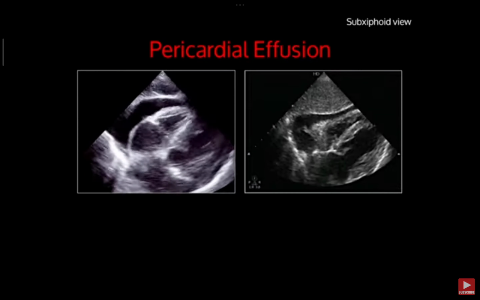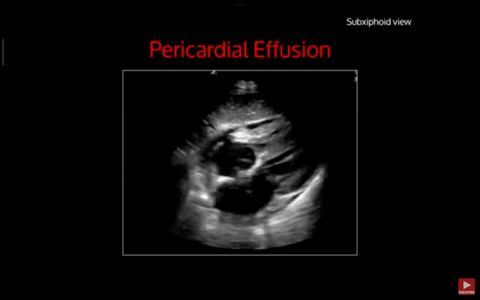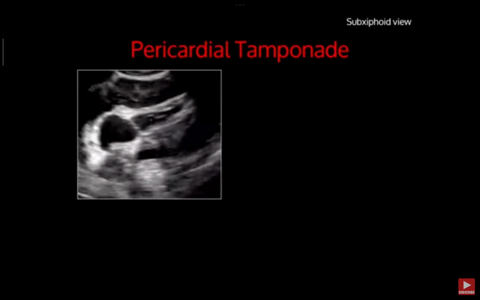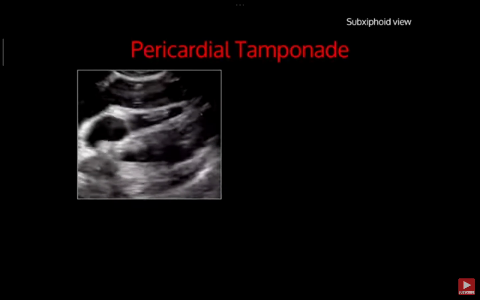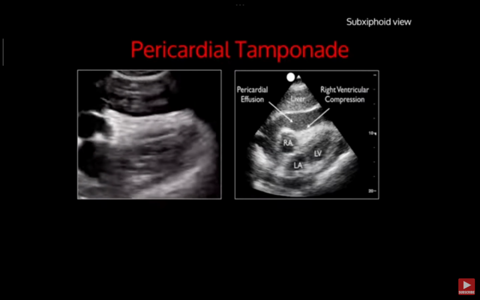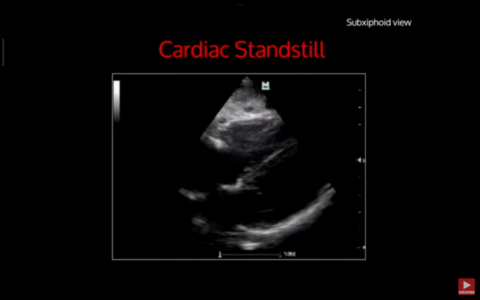The subxiphoid view is pretty good for seeing a pericardial effusion. Here's another image of it. Remember that the traditional definition of pericardial tamponade is RV collapse with symptoms of hypoperfusion. Here in these images, we see a pericardial effusion, and in the image to the right, we see RV compression and collapse. This is a clip of cardiac standstill.